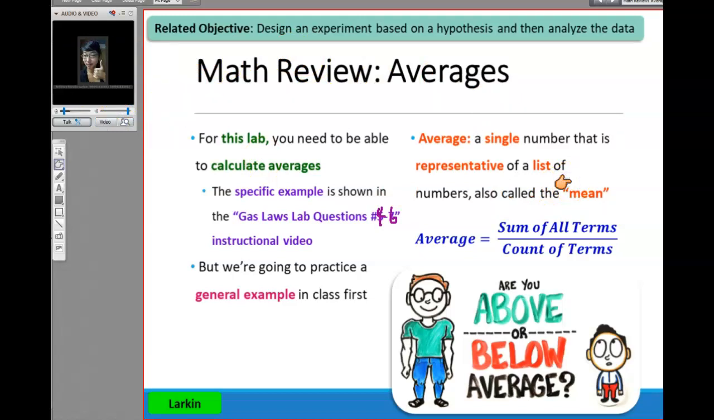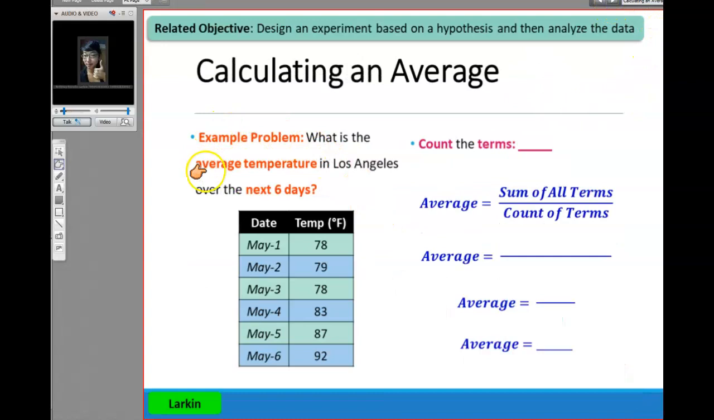How many of you have heard of averages before? Go ahead and give me a star. If you feel like you're familiar with them and you could probably calculate one, go ahead and give me a star. Awesome. All right, so the equation is just you take the sum of all the terms and then you divide it by how many terms there are. So let's take a look at an example problem.